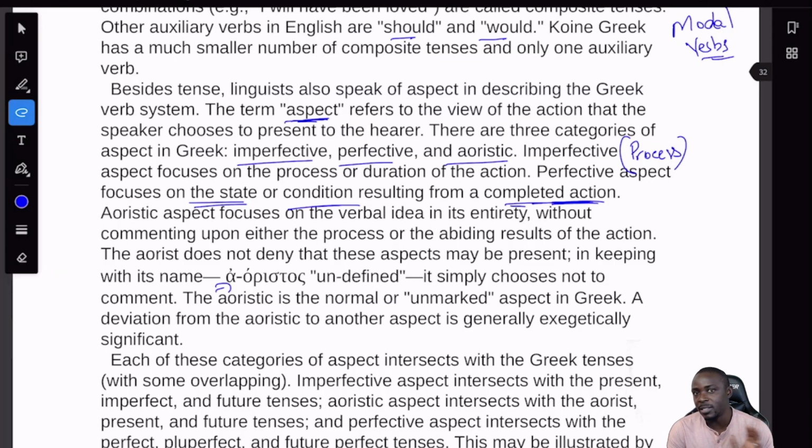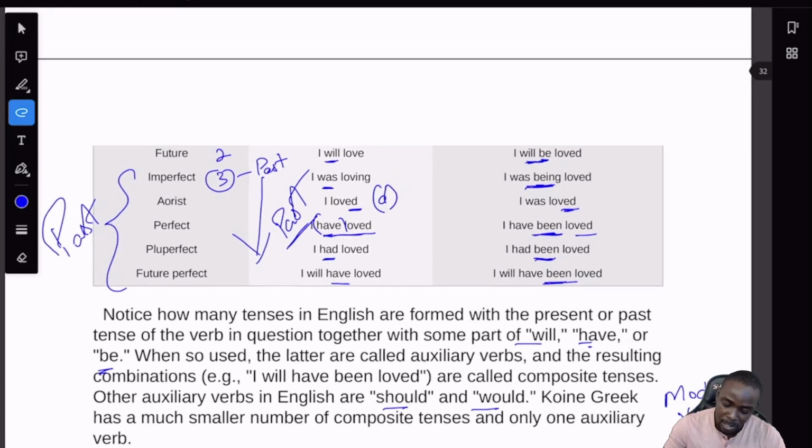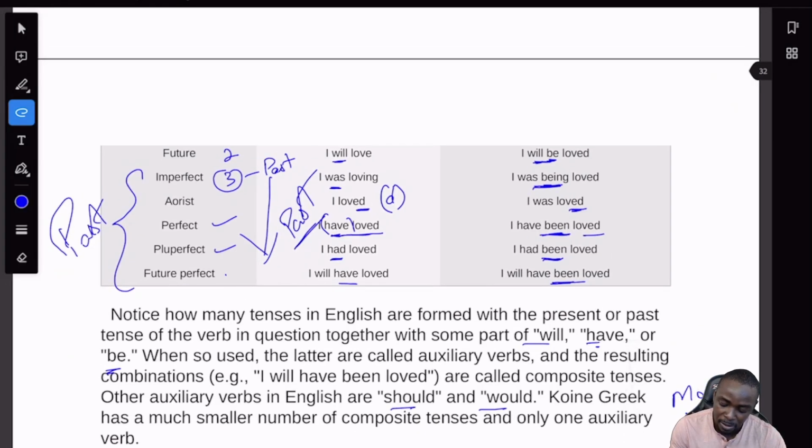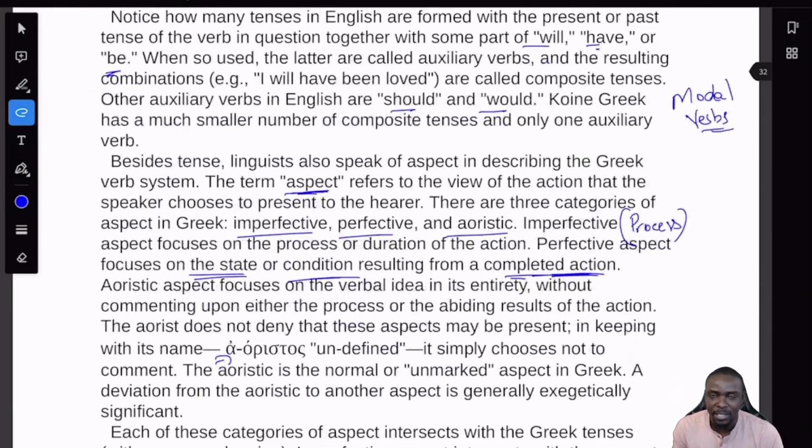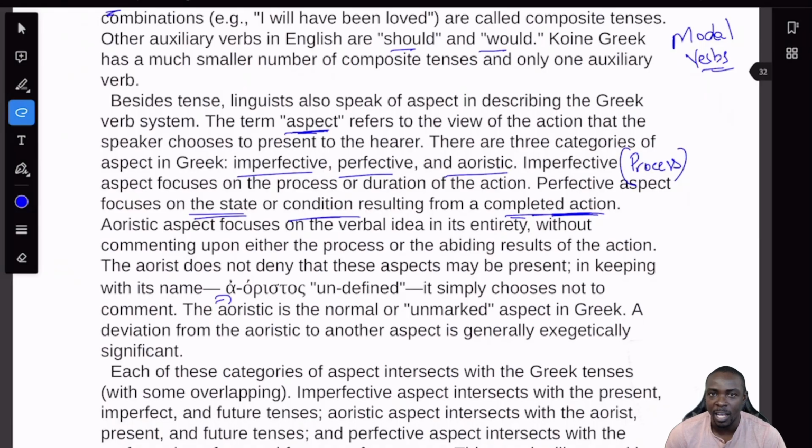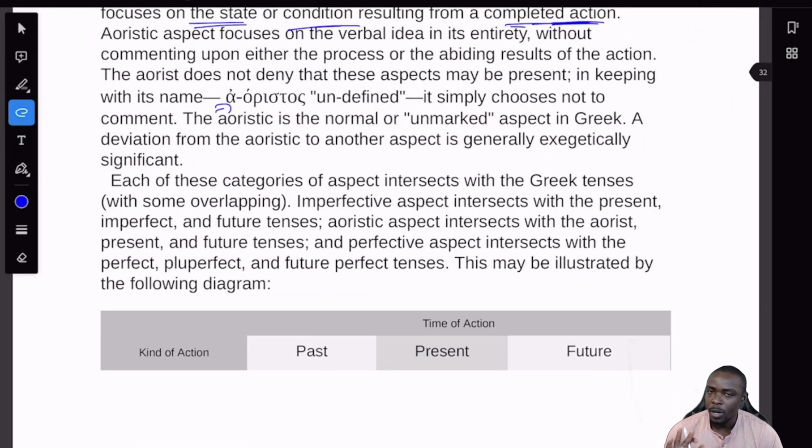So the aorist tense pretty much is the standard past tense form. That's what he's saying. A deviation from that, he says, is exegetically significant. So when you're studying Greek and you're parsing a word and you see that it is something other than an aorist tense, like for instance a perfect tense, a pluperfect, or a future perfect, you want to pay attention to what's going on there, because it's lifting the exegetical weight as to why the author used that word. So we're going to talk a little bit about what he just said about aspect, but let me continue.